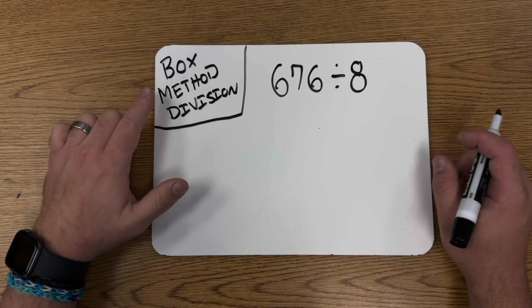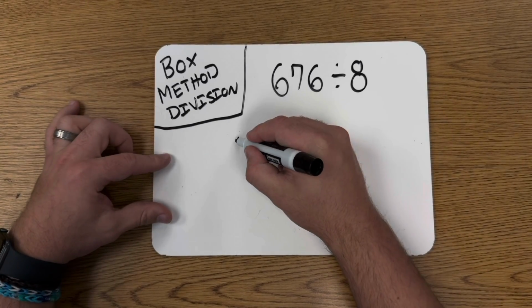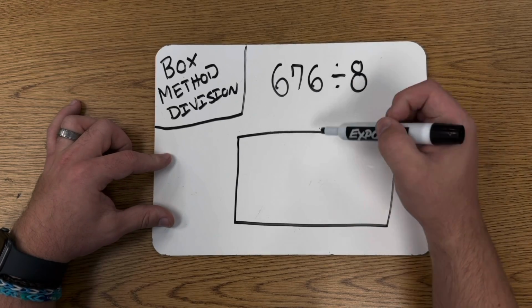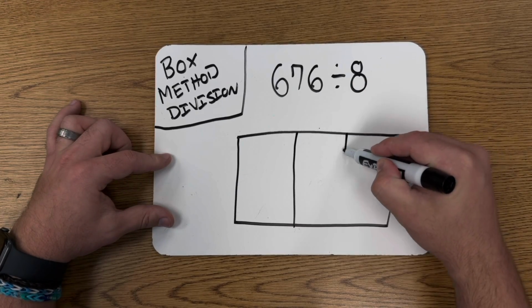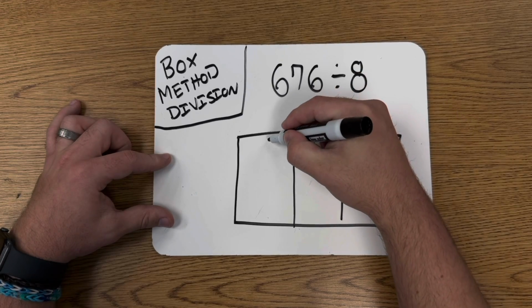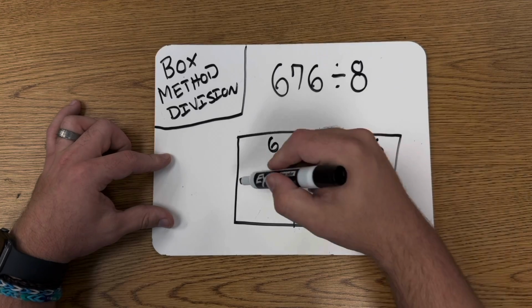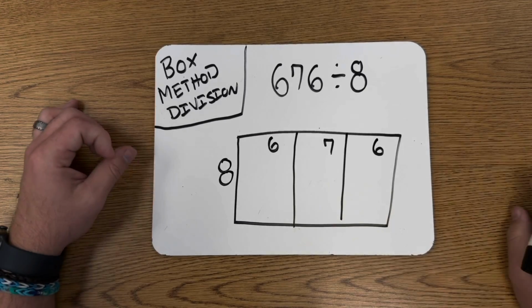8. Again, when it comes to box method, our first step is to go ahead and draw ourselves a box, and then split it based on the number of digits that we have, and then put each of those digits into the box. Then we're going to take our smaller digit, our divisor, and put it over here.